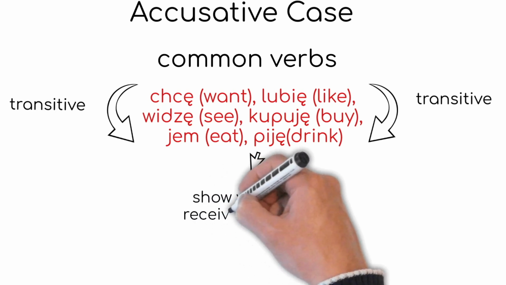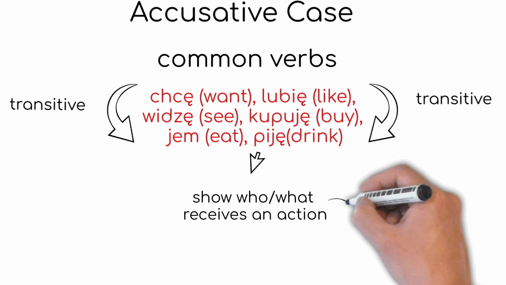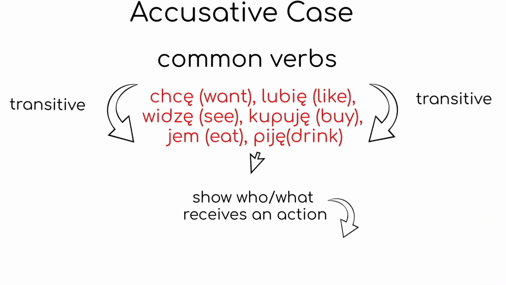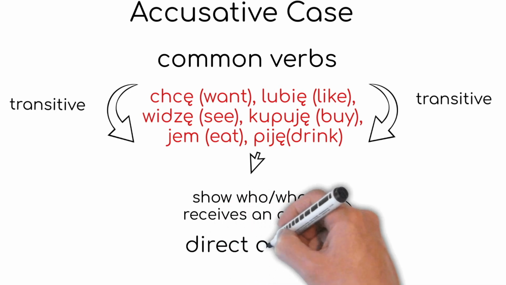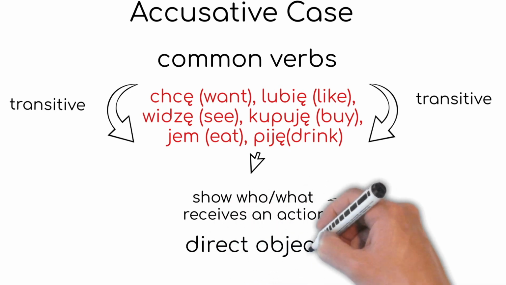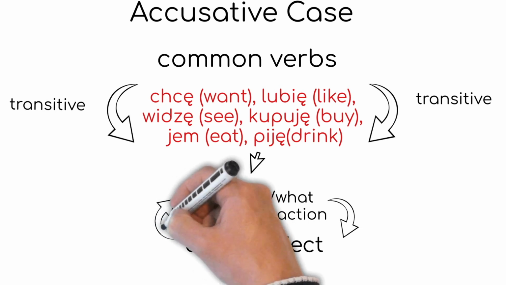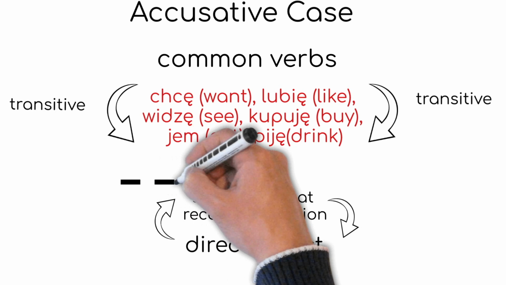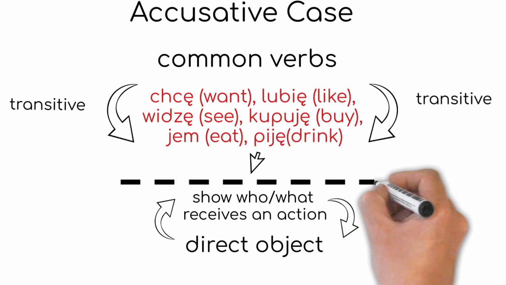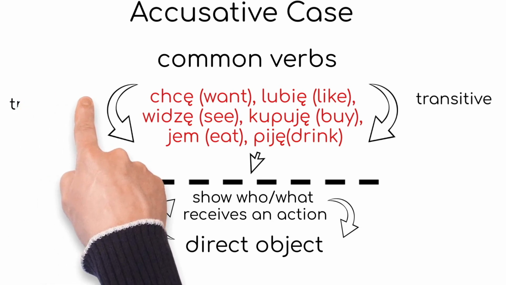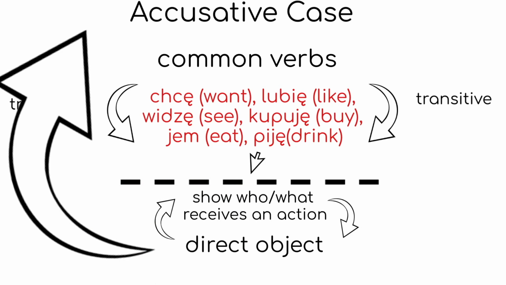So a recipient of an action, whether it's a person or a thing, is called a direct object, which means that a recipient of an action, in effect a direct object, will take the accusative case. So what we should remember, after the verbs of chcę, lubię, widzę, kupuję, we should apply the accusative case endings.